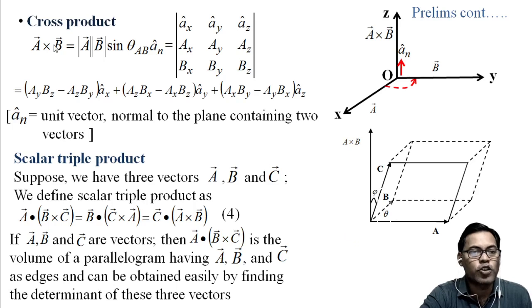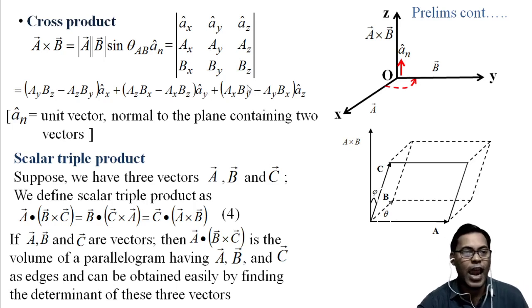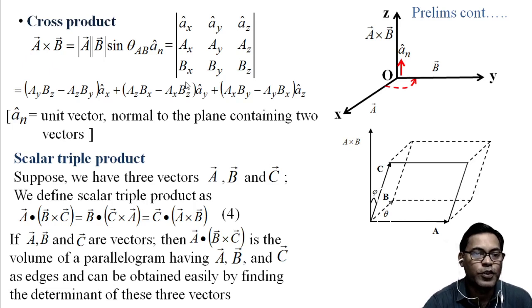Now the cross product of vector A cross B: if A is along the x direction and B is along the y direction, then the direction of A cross B will be along the z direction. That means the direction is perpendicular to the plane in which vectors A and B are present, and the calculation of A cross B can be easily found. From this expression we can find the cross product of vectors A and B, A cross B, by this formula.